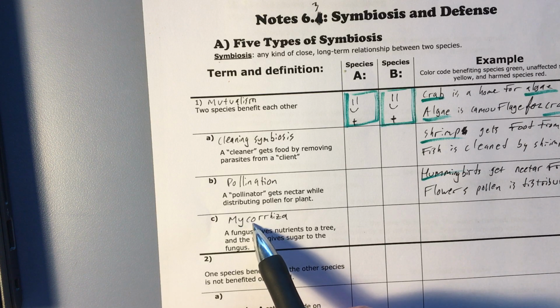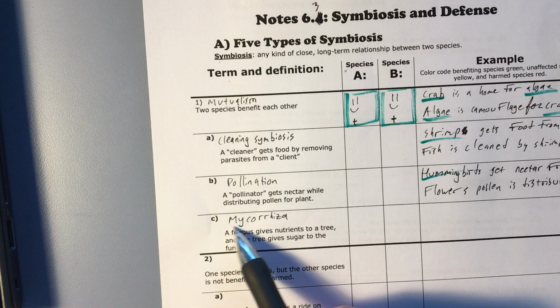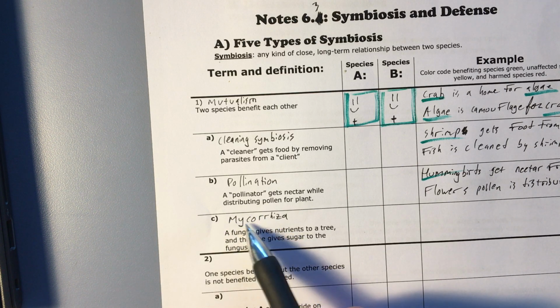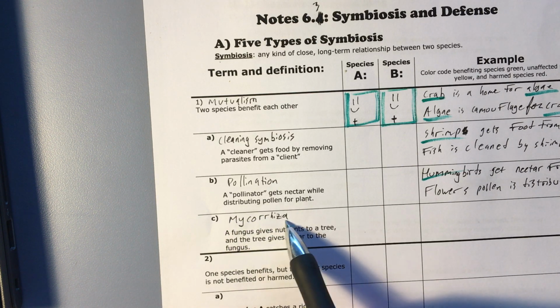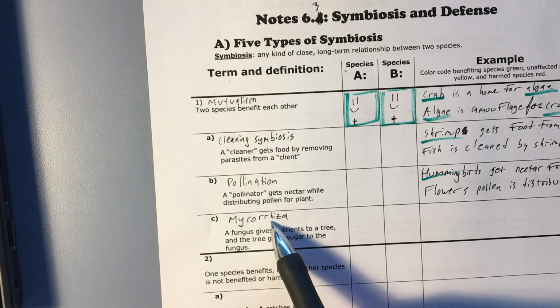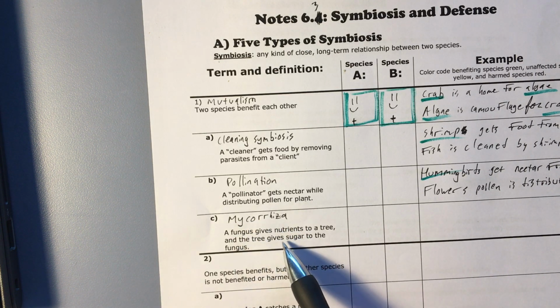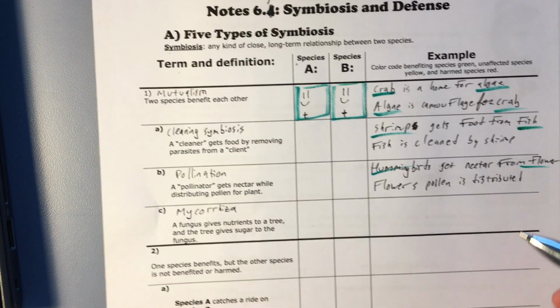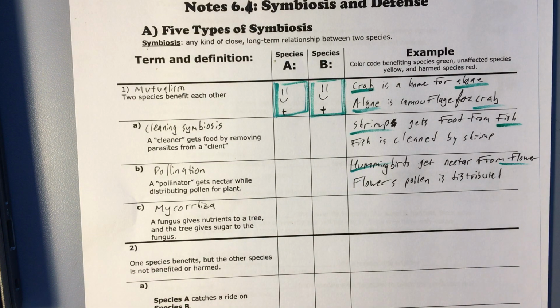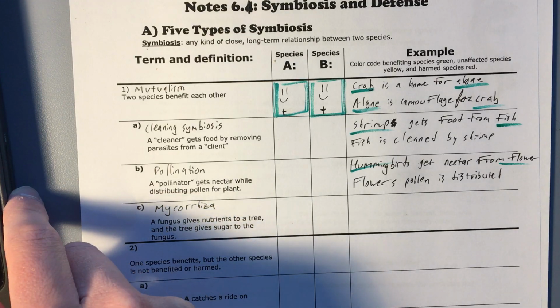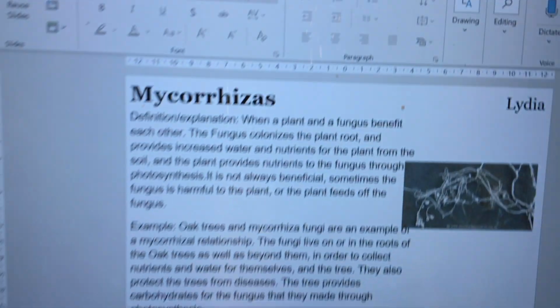So basically, myco means fungus, so a mycologist studies fungi. And rhiza means root. So mycorrhiza is basically a relationship between the roots and the fungus, and a lot of fungi have this. Here are some examples that were found.